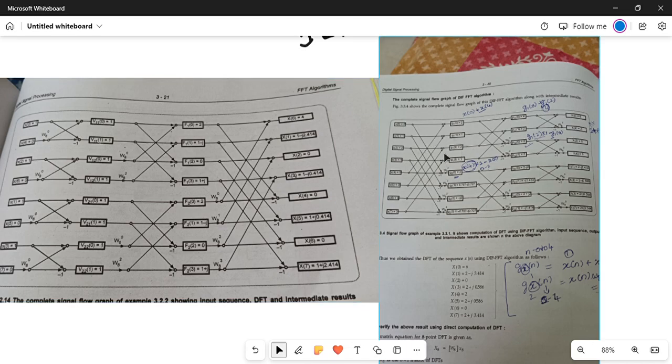So if I consider this 8-point DFT, I'll write the output with respect to DIF-FFT, and I'll say that for DIT-FFT you got an output like this, but here you are going to get an output something different.